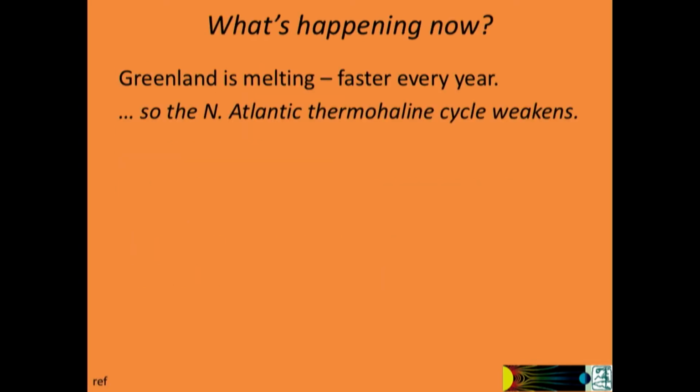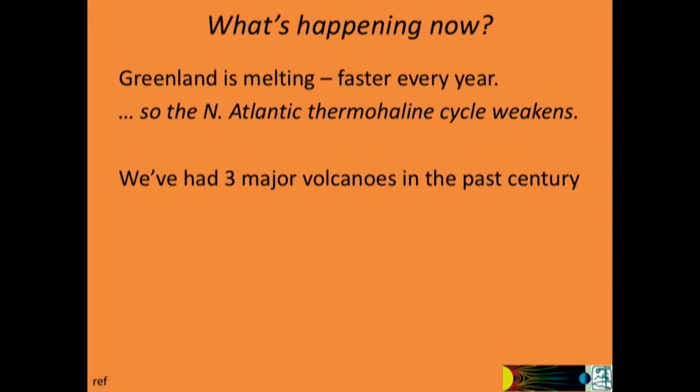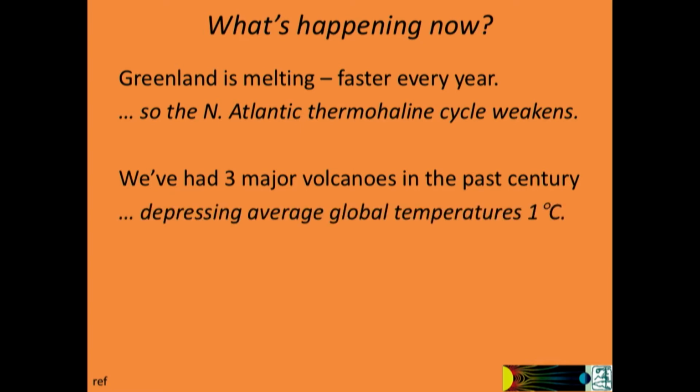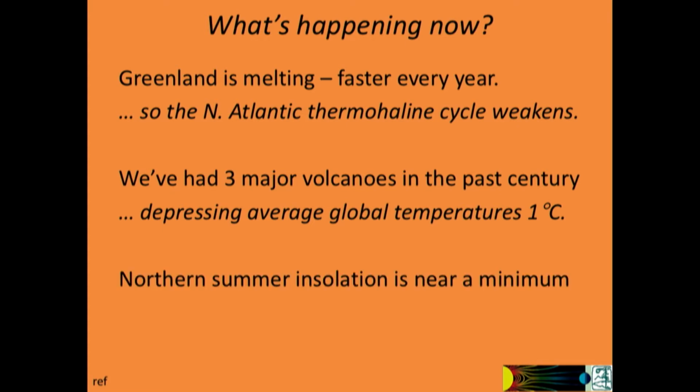Greenland is melting. The North Atlantic thermohaline cycle is weakening. And we've had 3 major volcanoes in this past century. So those volcanoes have, in fact, saved us from 1 degree C of global warming. You know that we've had a 1 degree C increase in global warming in the last century. It would have been 2 if we hadn't had those volcanoes.